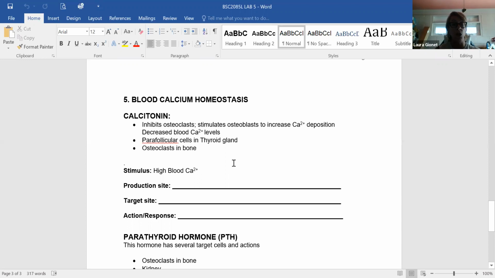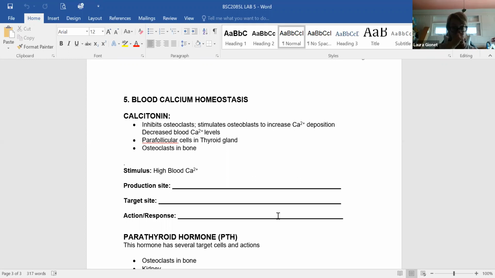All right, so the target site, now we've crossed off that option. The target site is going to be osteoclasts in bone. Remember, osteoclasts break down bone. And the action response is that last phrase. So often the action response is going to be a little bit lengthy because we kind of combine the action and the response together. But this is essentially what you're going to do. And there's a twofold action here, actually. You inhibit the osteoclasts, and you stimulate your osteoblasts to increase calcium deposition and thereby decrease the blood calcium levels.